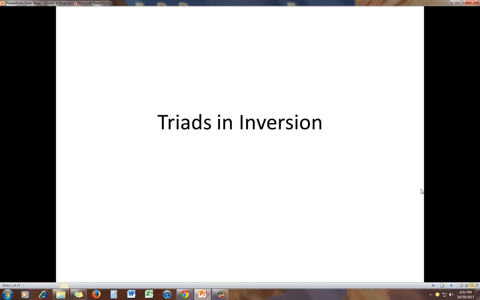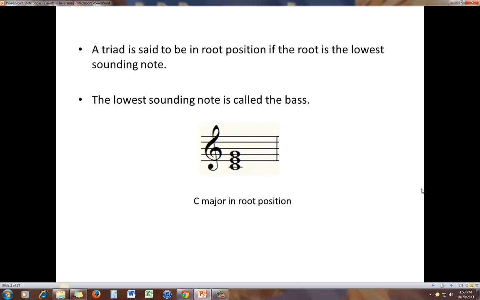This video will discuss triads and inversion. A triad is said to be in root position if the root is the lowest sounding note. And the lowest sounding note is called the bass. In this example, we have a C major triad in closed root position.